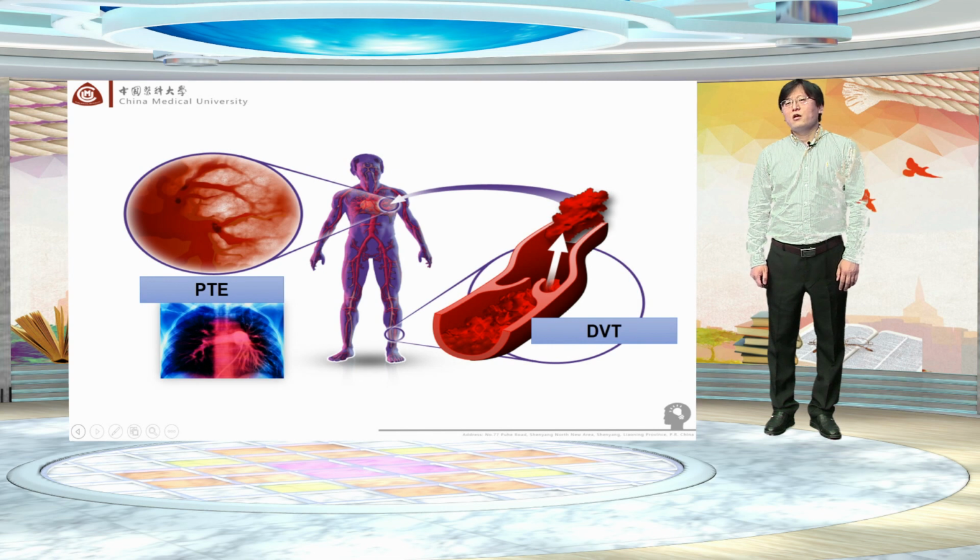This picture shows how DVT can cause pulmonary thromboembolism. Part of the thrombus breaks off, goes into circulation, then into pulmonary circulation, blocks the pulmonary artery or its branches, and causes pulmonary thromboembolism.